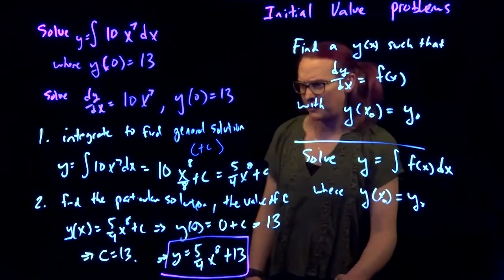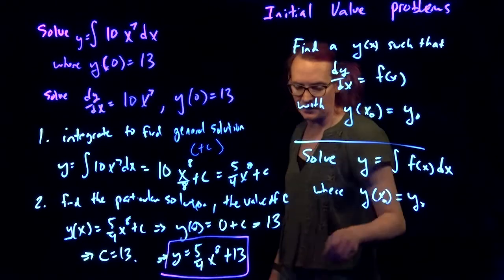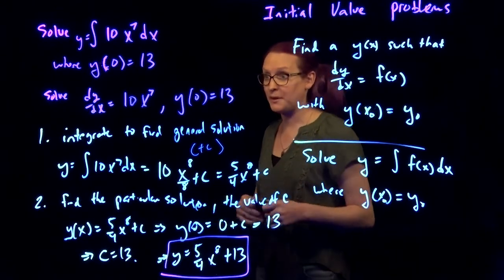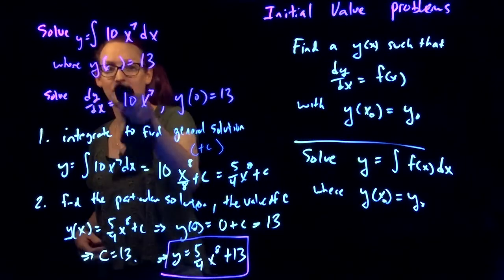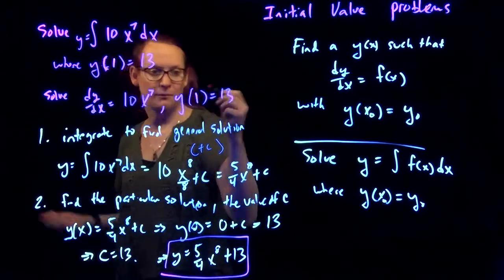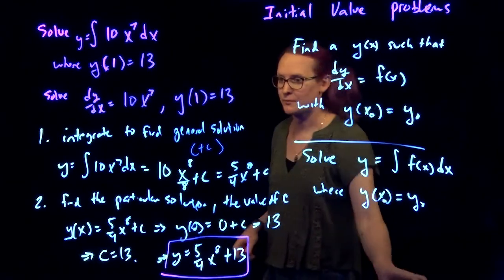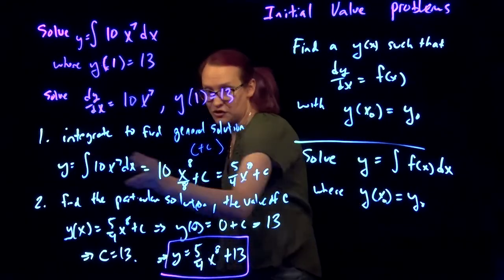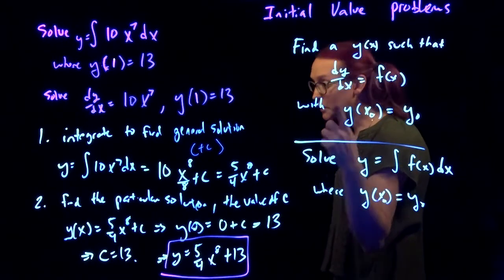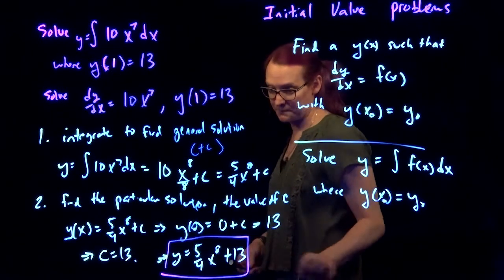So what would be different if I wasn't given y at 0 equals 13, but some other value? Well, let's try it and see how the problem would be different. So let's replace 0 with a 1, because 1 is also convenient. It could be any value whatsoever. 1 is not special. We're still going to integrate to find the general solution. The general solution is still this. We still have plus c. The only part that's affected by this value here is when we find the particular value of the solution.